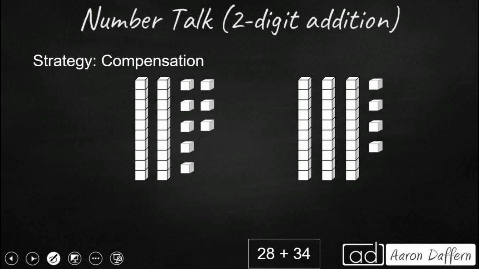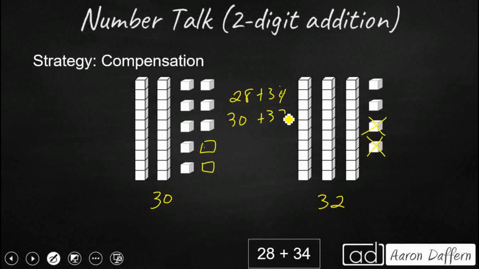And then finally, let's look at compensation. We're going to look at our addends and find the one that's closest to the next 10. And it's this 28 right here. So if I were to steal these two from the 34 and bring them over here, well, now this would make 30, but now this would make 32. And so 28 plus 34, what I do is I take 2 from my 34, bring it over to my 28, and that makes it 30 and 32, and it's the same problem. So compensation works because you're just rearranging things, and you get your same answer of 62.